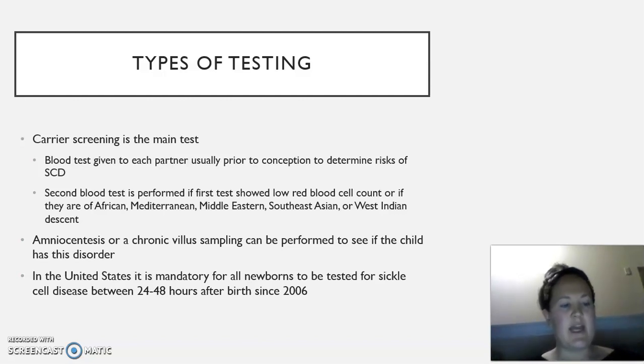Mostly because those are the places, like I said earlier, where sickle cell disease is most prevalent. And if you are pregnant and would like to know if your child has sickle cell disease, amniocentesis or chorionic villus sampling can be performed. And actually now in the United States, it is mandatory for all newborns to be tested for sickle cell disease between the first 24 hours to 48 hours of life. And this has been effective since 2006.